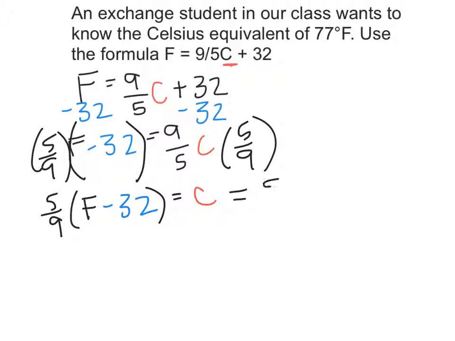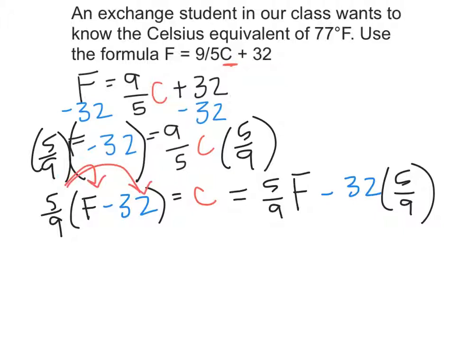which is also the same as 5/9 F minus 32 times 5/9. All I did here was the rainbow method for distribution. So 5/9 times F and then 5/9 times negative 32. So now let's plug in our temperature of 77 degrees to figure out what the Celsius temperature is. C is equal to 5/9 times 77 minus 32.